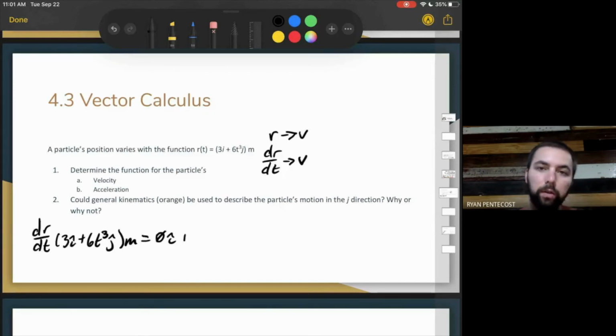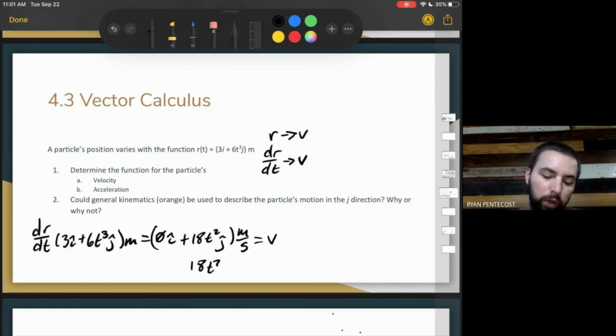Plus 6t cubed j, so that 3 comes down, multiply it, 6 times 3 is 18. That goes to t squared j. And then since you took the derivative with respect to time, you get an extra per second there, which is your velocity, right? If you want to write that without the i component, you don't have to include that with everything. So you could say 18t squared j meters per second equals v. That is acceptable.